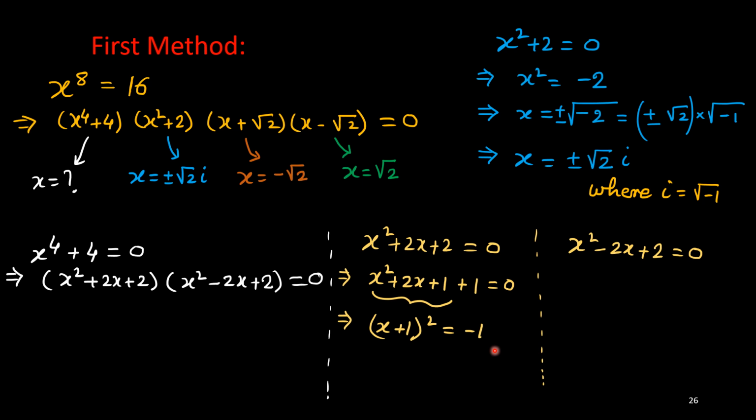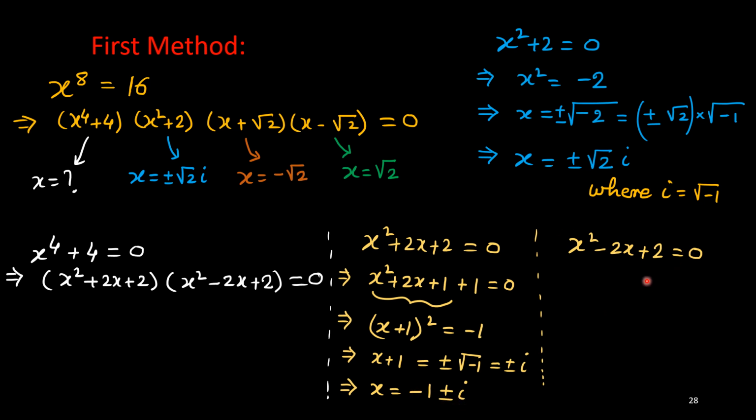Okay, now we'll take the square root. So x plus 1 will become plus minus square root of minus 1, and we have already introduced this i symbol. So square root of minus 1 is equal to i, that is plus minus i. So x equals minus 1 plus minus i. So two solutions: one is minus 1 plus i, the other is minus 1 minus i.